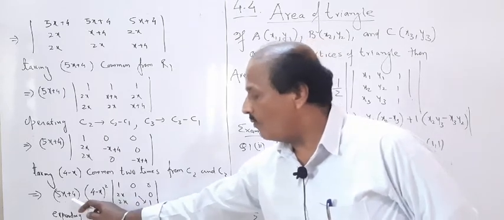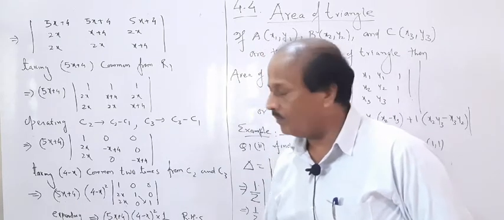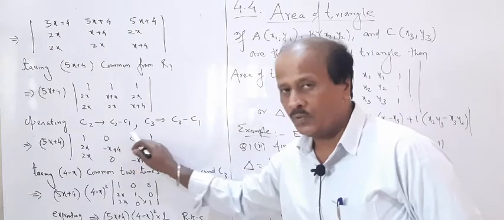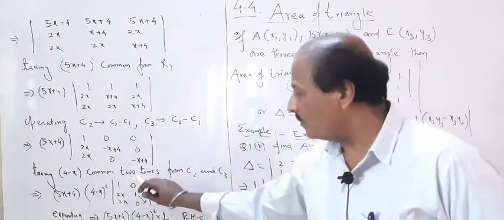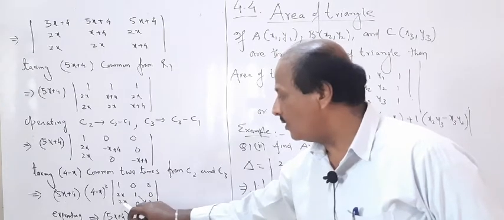So now what will be our next step? 5x plus 4, already it was taken as common. 4 minus x square, now we took out common from column 2 and column 3. So now I am remaining with the determinant 1 0 0, 2x 1 0, 2x 0 1.